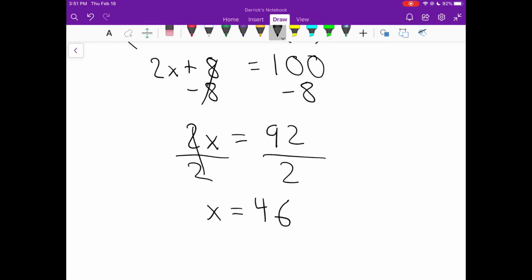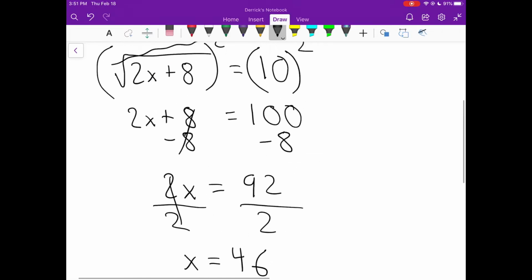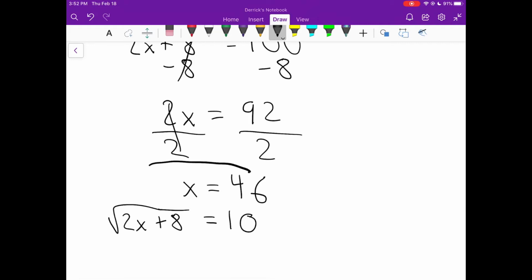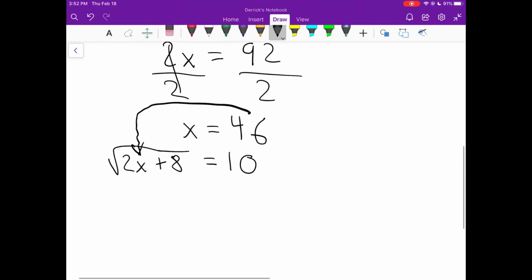Now we did all our math correctly, everything is perfect with that, but we have to plug that 46 back in to the original equation to make sure it really does work. So I go back up to the original equation, which was the square root of 2x plus 8 equals 10, and I am now going to plug 46 in for x to make sure we get a true statement.